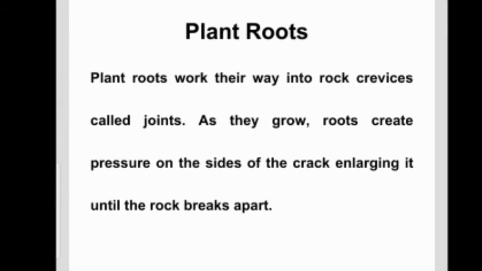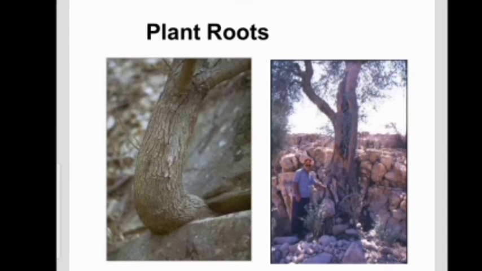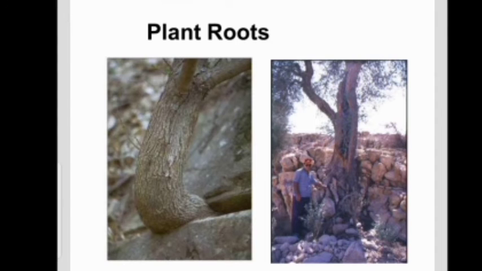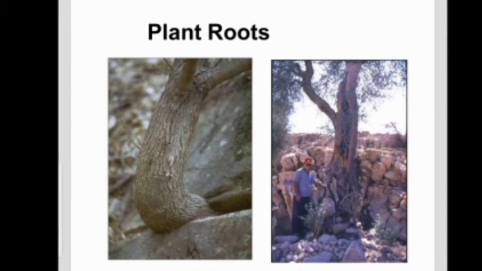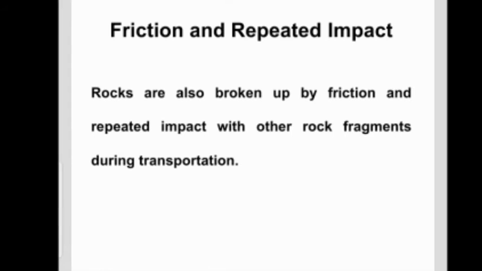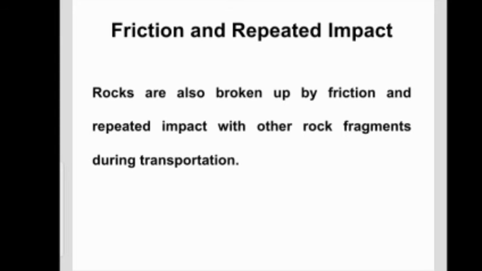This is the type of plant weathering. When plants are growing in the crevices of rocks, they force them open and enlarge them until the rock breaks down into two pieces. The third one is friction and repeated impact. Rocks are also broken up by friction and repeated impact with other rock fragments during transportation. I hope you get a good idea by looking at the picture. This is the picture of friction and repeated impact.